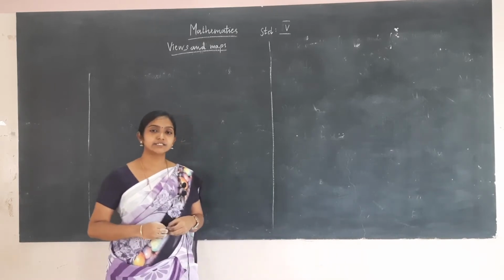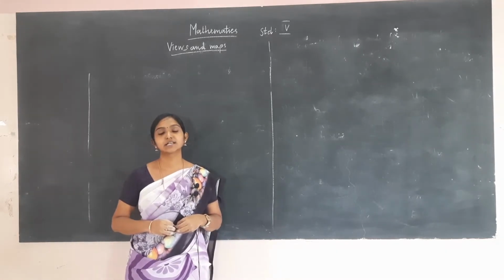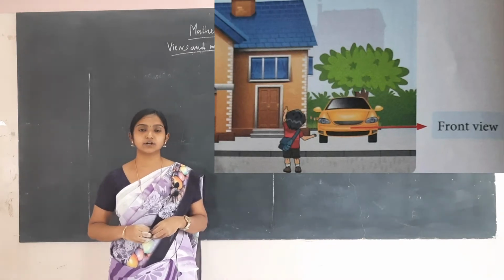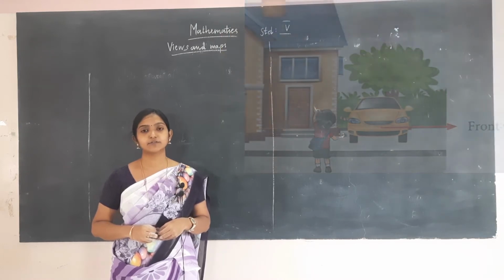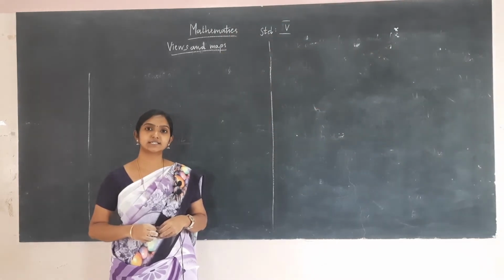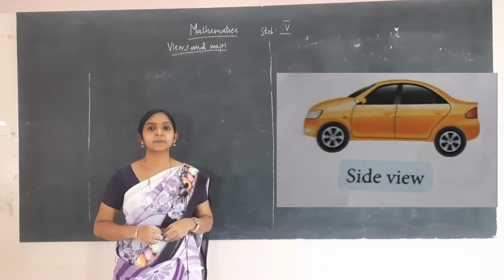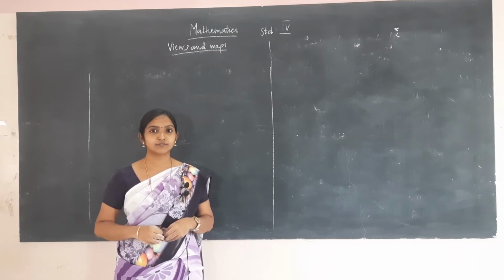Now Rajiv comes back from the school and he looks at a car near to his house. He looks at the front view of the car. Any object that is viewed from the front is the front view of the car. He moved towards the side of the car. Now he looks at the side view of the car. Any object that is viewed from the side is the side view of the car.